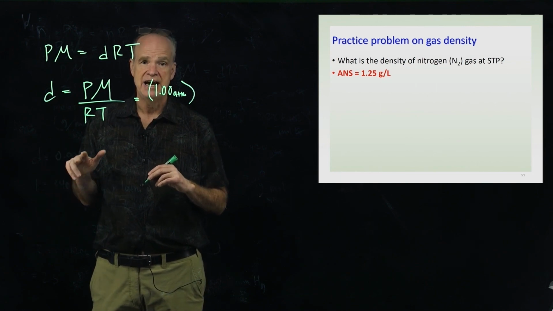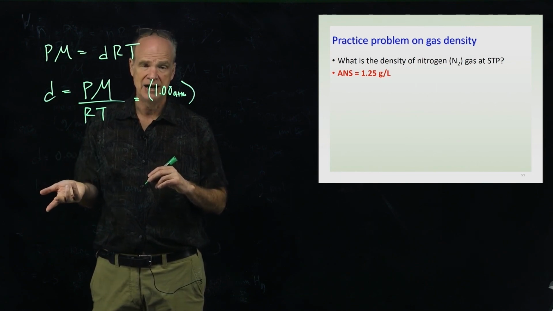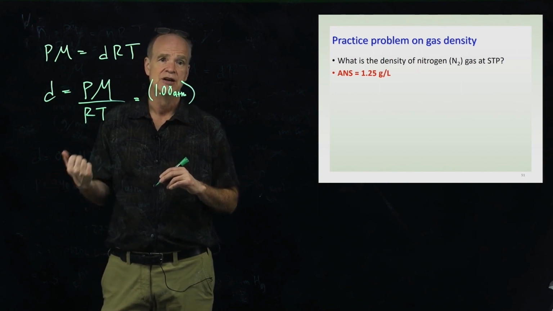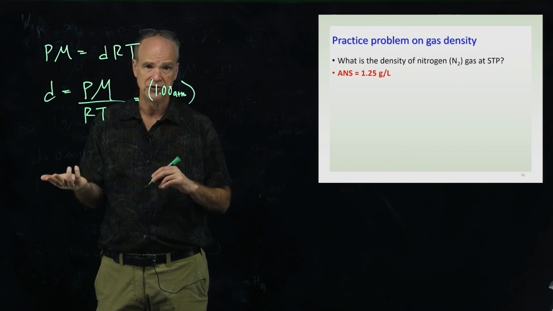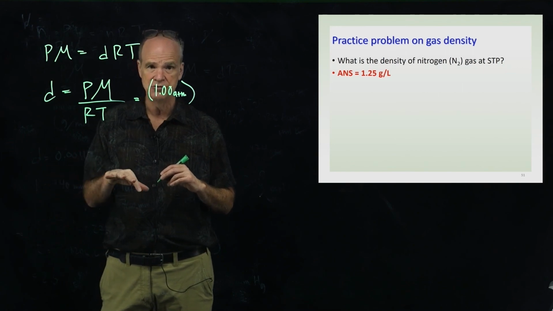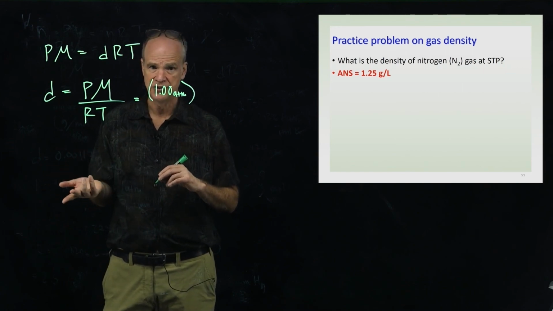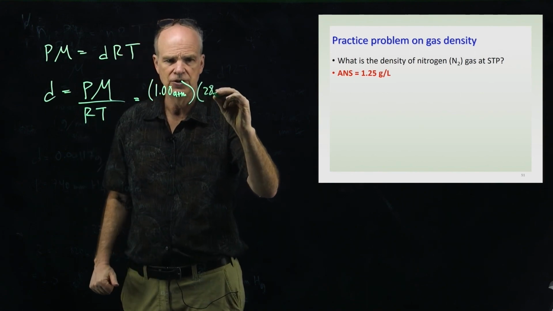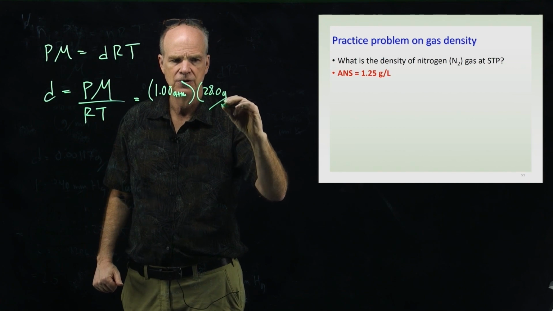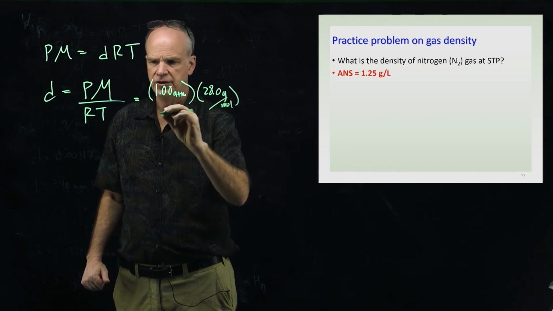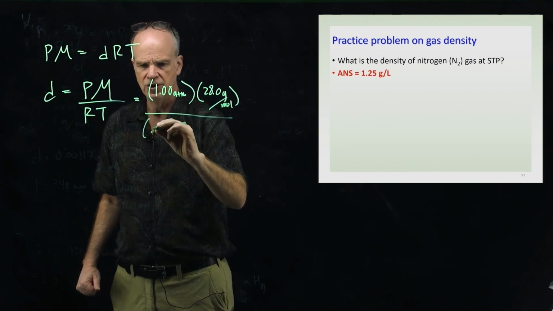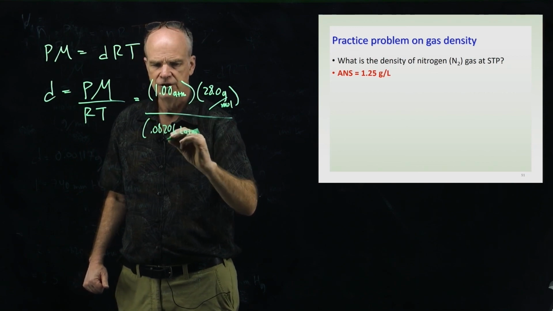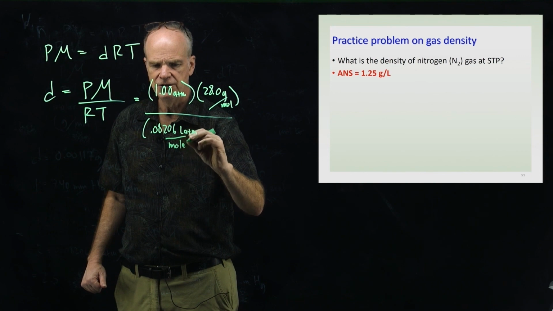Each nitrogen atom has an atomic mass of 14.0 grams per mole. You can look that up in the periodic table. So if we have 2 atoms, the molar mass for N2 should be 2 times 14, which is 28.0 grams per mole. So I'm just going to write that here, 28.0 grams per mole. And then over R, which is 0.08206 liters atmospheres over moles degrees Kelvin.